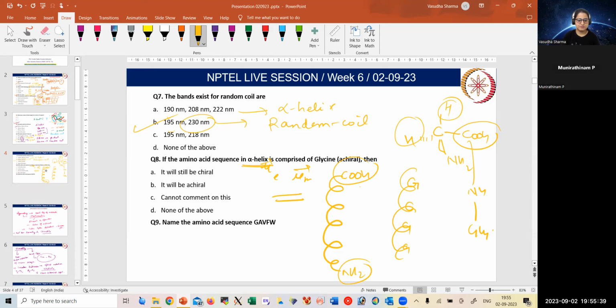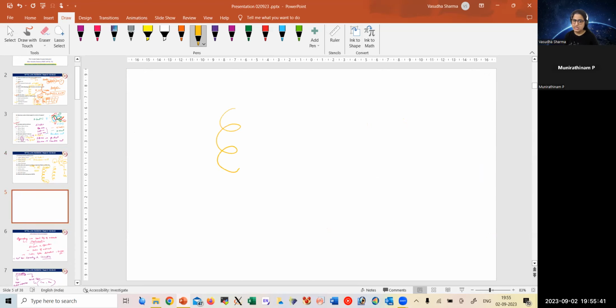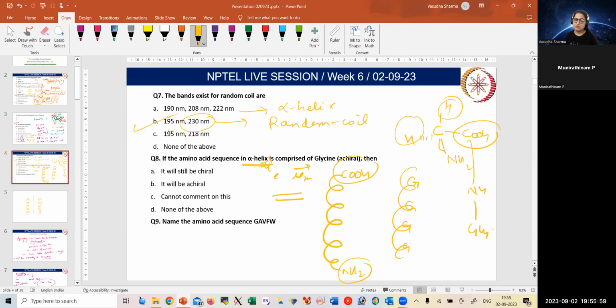The mirror image is non-superimposable. Even if it is glycine, just take a mirror image, that will come this way. Each are having glycine units only. But will that be chiral or achiral? This is chiral, ma'am, non-superimposable mirror images. Also, because of the C terminal and N terminal, the dipole moment interaction comes into picture that creates a chirality. That's why it will still be chiral. Okay, option A is correct.